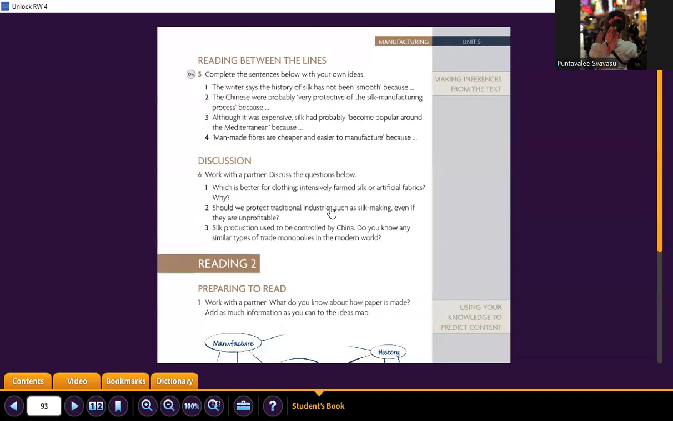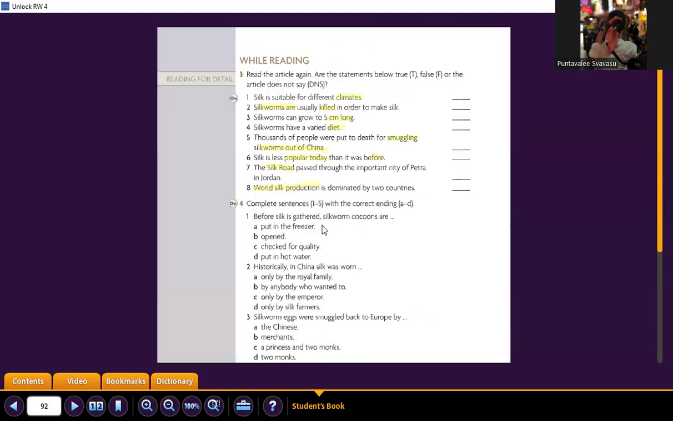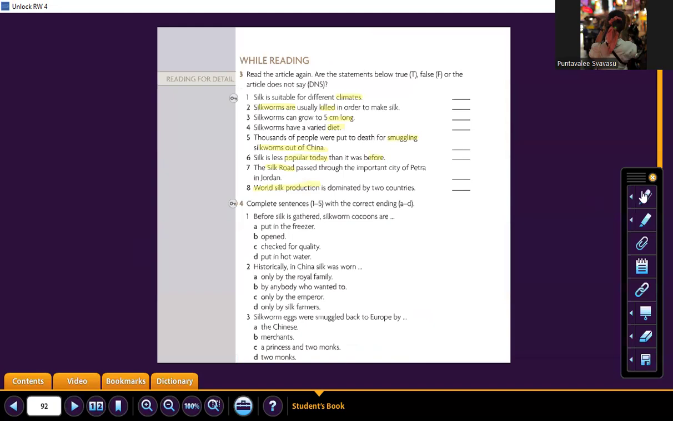So I will go through the answers once again for you. If it's a tick, it's true. If it's a dash, it does not say, and the rest is false. Okay, so this is the answer.